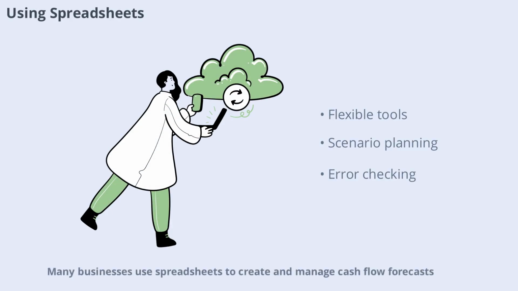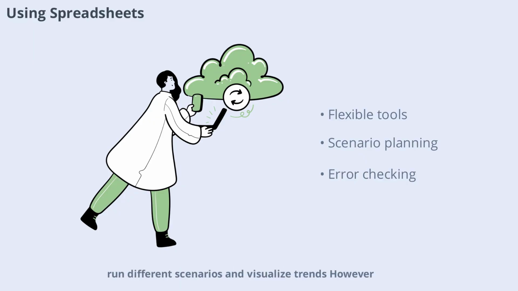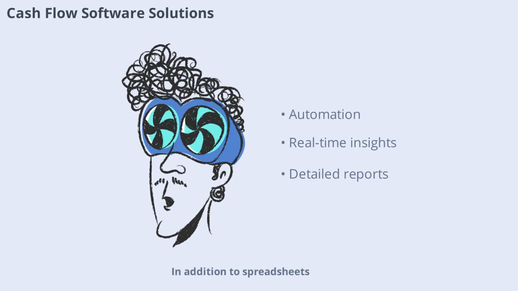Many businesses use spreadsheets to create and manage cash flow forecasts. Spreadsheets offer flexibility and allow you to customize your forecast to fit your unique needs. You can easily update figures, run different scenarios, and visualize trends. However, be sure to double-check your formulas and data entries to avoid errors that could impact your forecast. In addition to spreadsheets, there are specialized cash flow forecasting software solutions available.